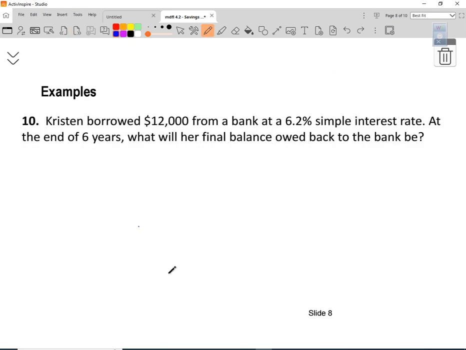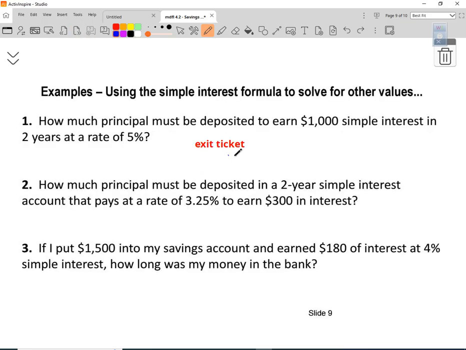Okay, and we are going to skip this one. This is going to be part of your exit ticket. How much principal must be deposited in a 2-year simple interest account that pays a rate of 3.25% to earn $300 in interest? So this is a little different.